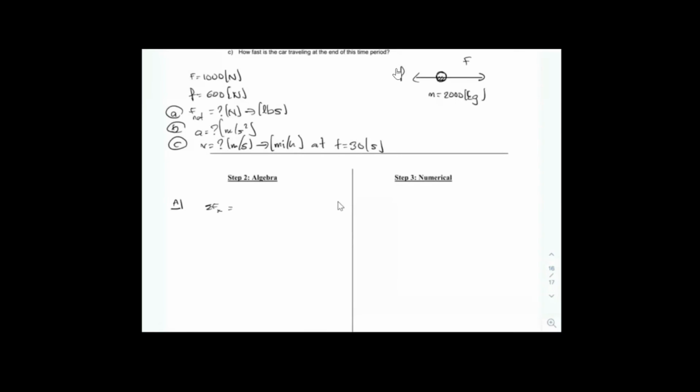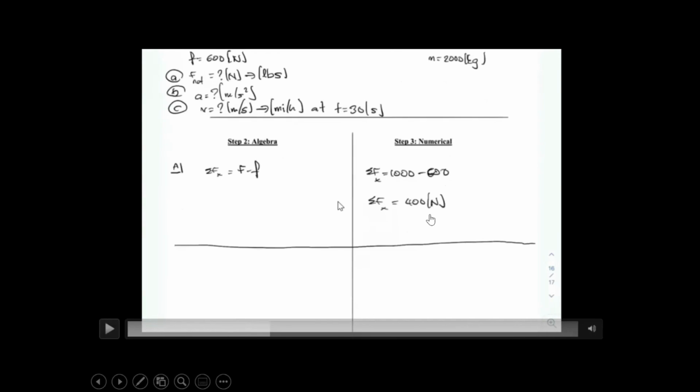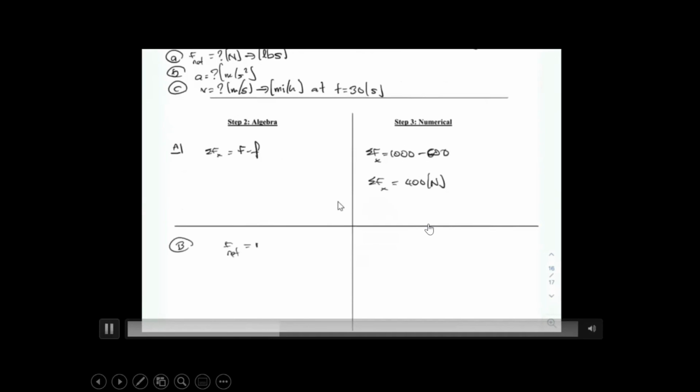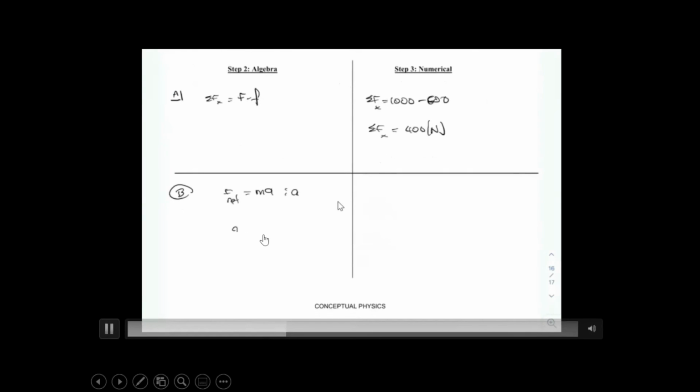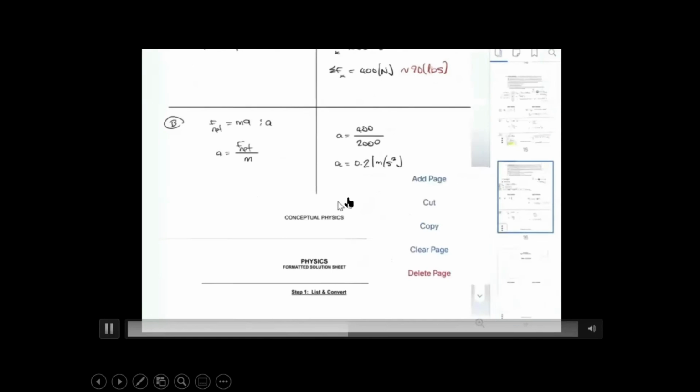And so the net force, once again, is the sum of all the forces along the x direction. Capital F is positive, lowercase f is negative. 1,000 minus, what is it, 600, so it's going to be 400. And it's going to be, I don't know, 88 pounds or something. The acceleration is caused by the net force, so we just isolate the acceleration. Net force is 400, mass is 2,000, so it's going to be 0.2 meters per second squared. So this is about 90 pounds. It's going to be 88 in reality, so 90 is good.